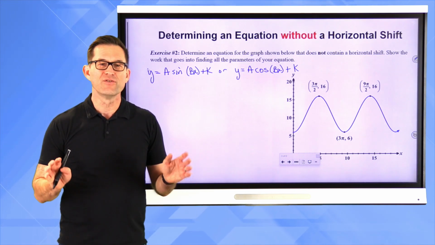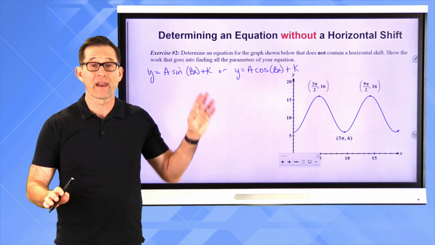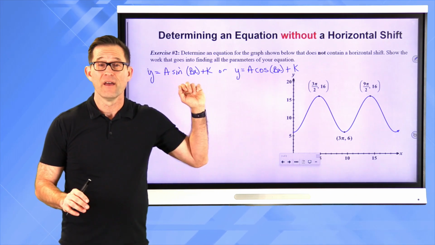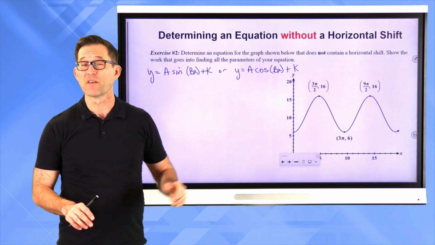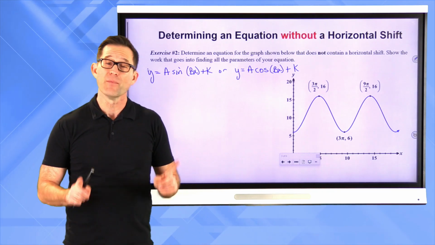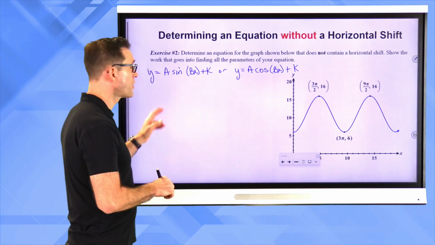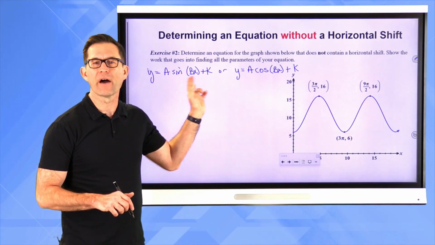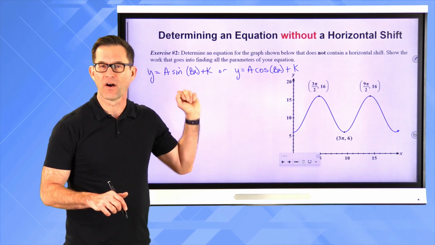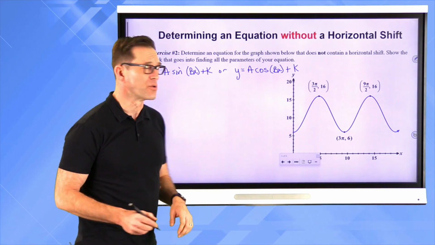We don't have to figure that out, sine or cosine, before we figure out the a, the b, or the k. We can figure out all of those right up front. And to me, the easiest things to figure out up front aren't a and k, but the absolute value of a and k. All right? So why not do k first, right?